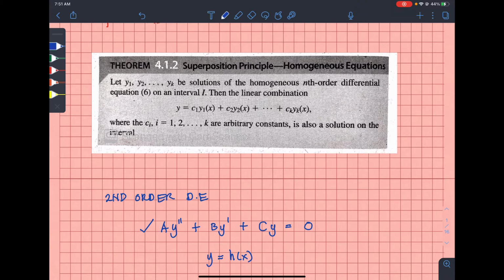Later on, we will be using the superposition principle in expressing our general solution of a differential equation. Remember, in a differential equation, we don't have only a single solution. In a higher order differential equation, we have multiple solutions. But how do we express?